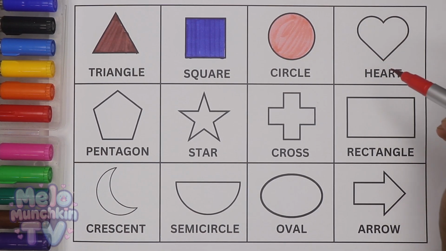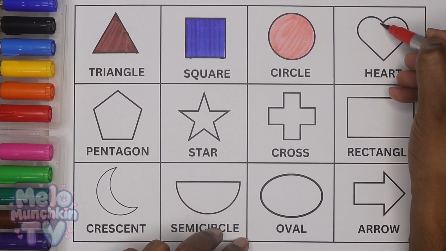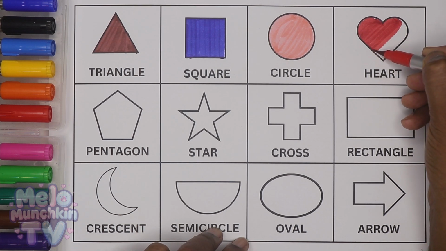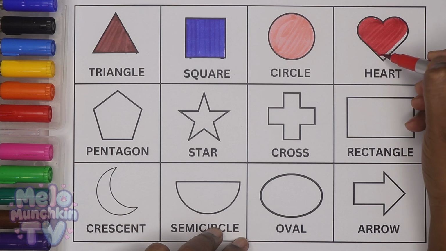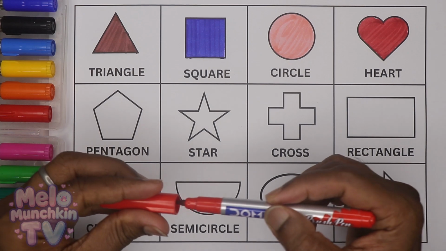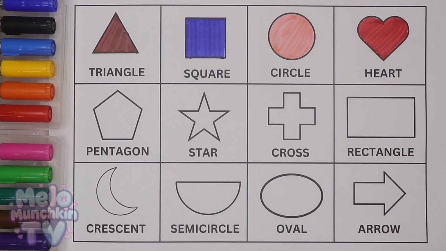Next I'll take red color and color the heart. This shape is called heart. Okay, this is heart and the color is red color.